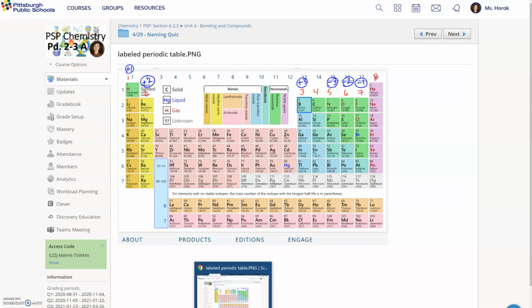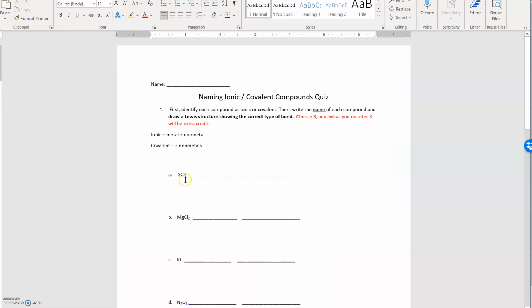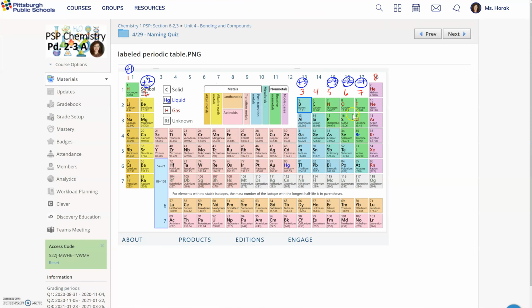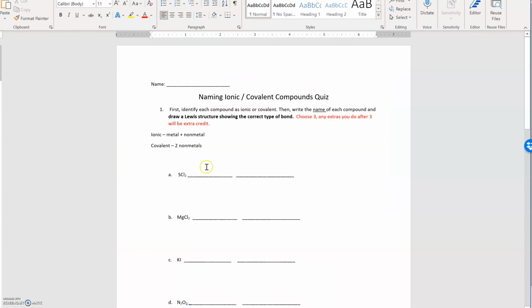So if we're going to try to figure out if SCl2 is ionic or covalent, we need to see where on the periodic table sulfur and chlorine are. Sulfur is right here, and chlorine is right here. They're actually right next to each other, and they're both in this little green triangle, so that means they're both nonmetals. Since they are both nonmetals, this would be a covalent compound. So that's the first step. That's one of the 4 points for this problem, just figuring out if it's ionic or covalent.